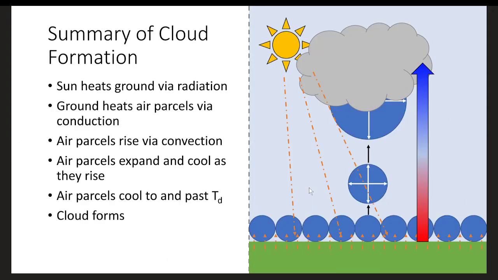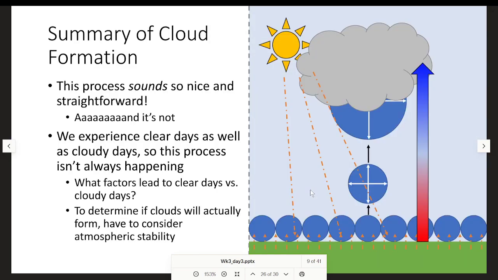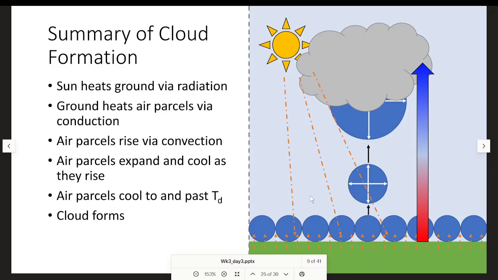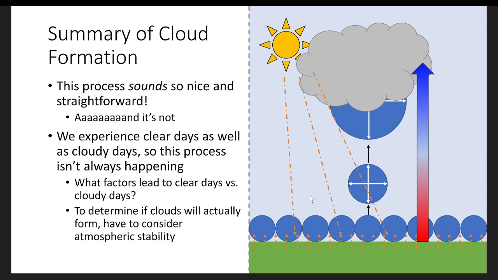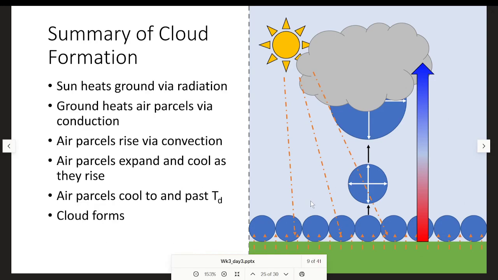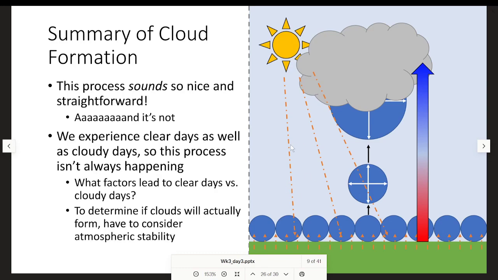Stability. Okay. Sun heats. We went over this several times. This is just the stuff, and if you want to pause and fill out your notes, feel free. The process of forming clouds seems nice and straightforward, and it's not. So what factors will lead to clear days versus cloudy days? We have to talk about stability.